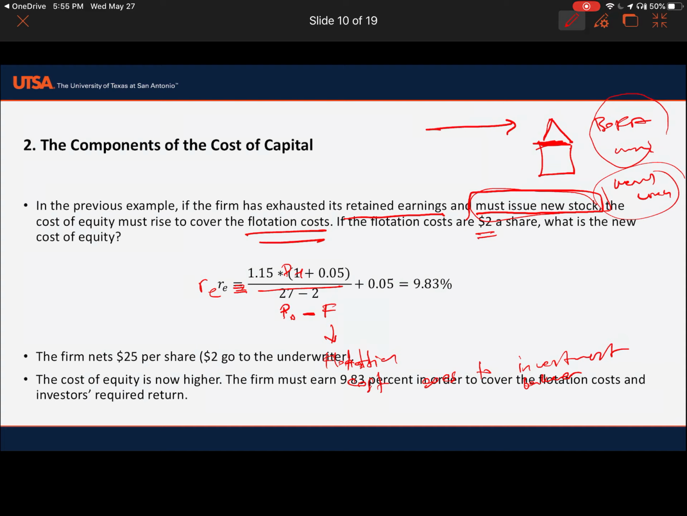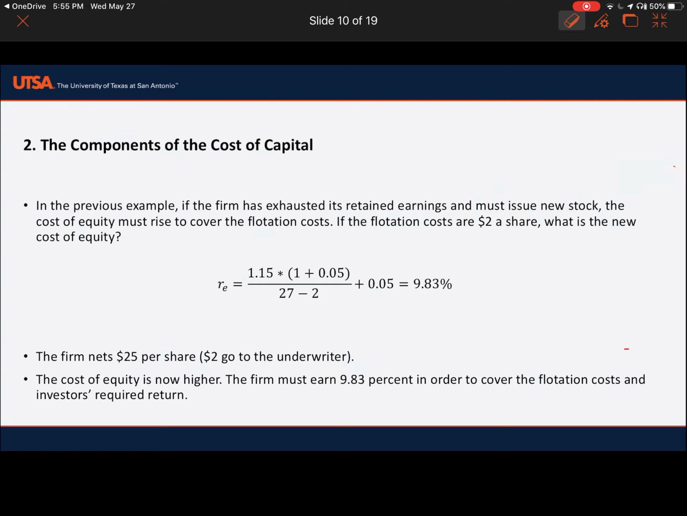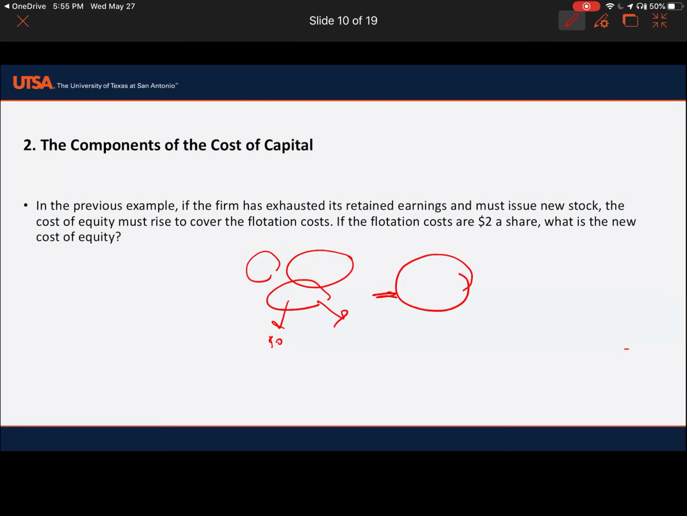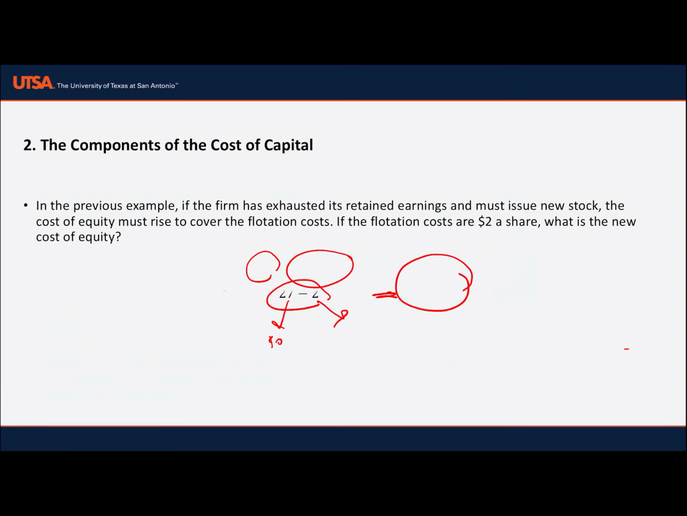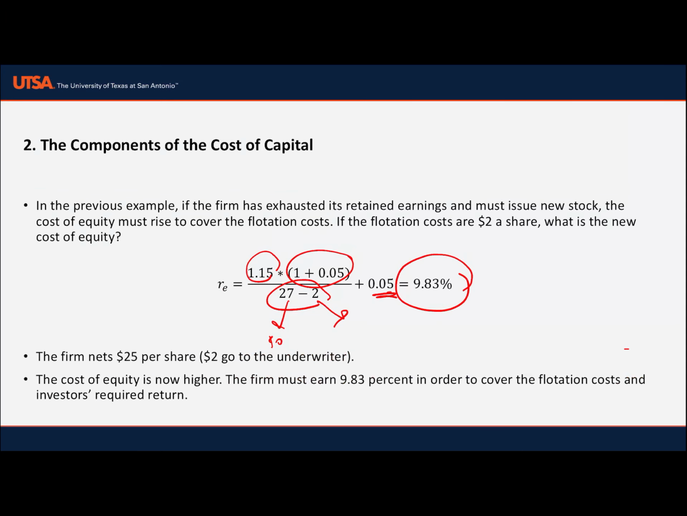So if the firm nets $25 per share, as you see, this is dividend, growth rate, price zero, flotation cost, and growth rate. Now the cost of equity is higher than the previous example, right? Because the company is paying flotation cost. The firm must earn 9.83% in order to cover the flotation cost and the investor required return.